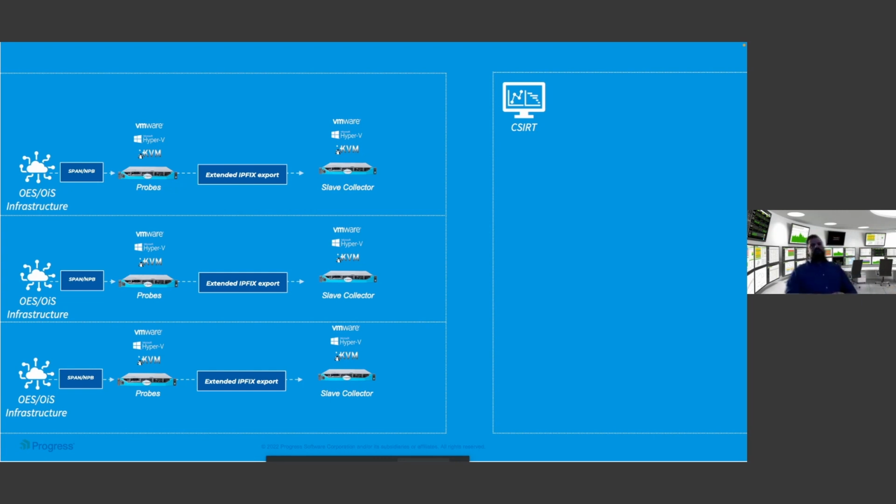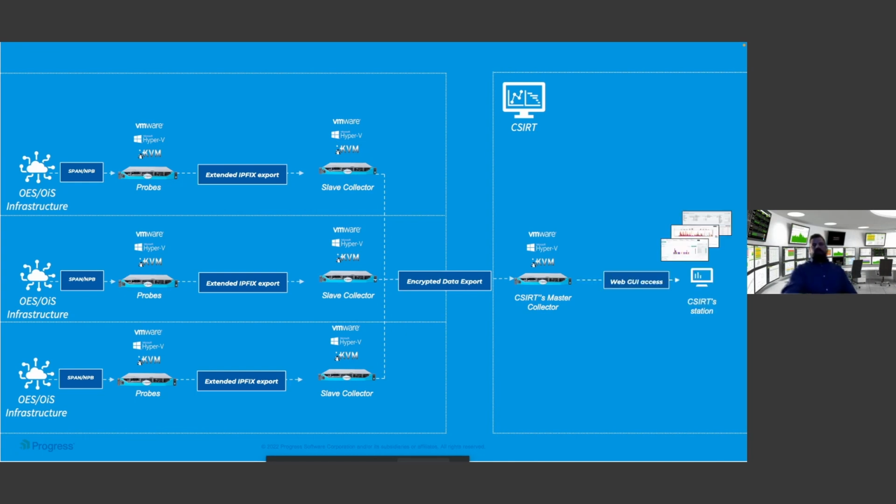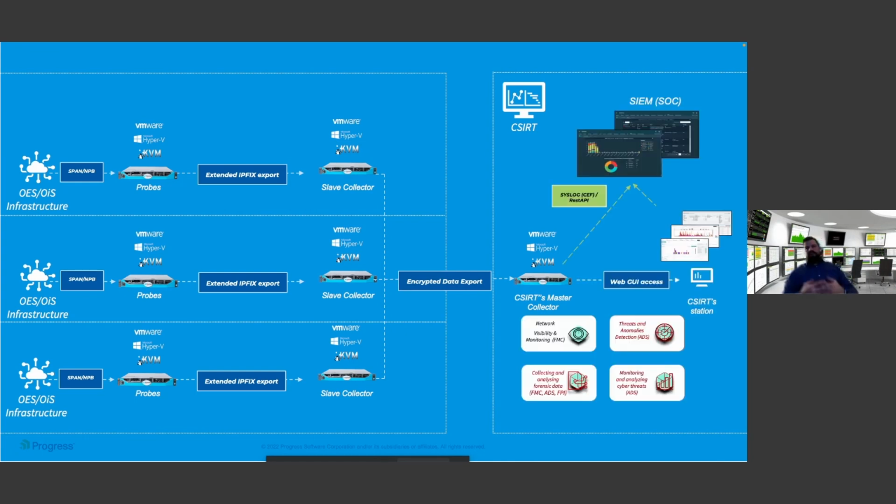And what we are doing is building a distributed architecture for CSIRT capabilities to get a whole view of the network data for the monitoring of threats and anomaly detection, network visibility monitoring, collecting and analyzing forensics data, and monitoring and analyzing cyber threats. And the CSIRTs are using this kind of network intelligence monitoring solution to get the visibility and also the support for the regulated entities.